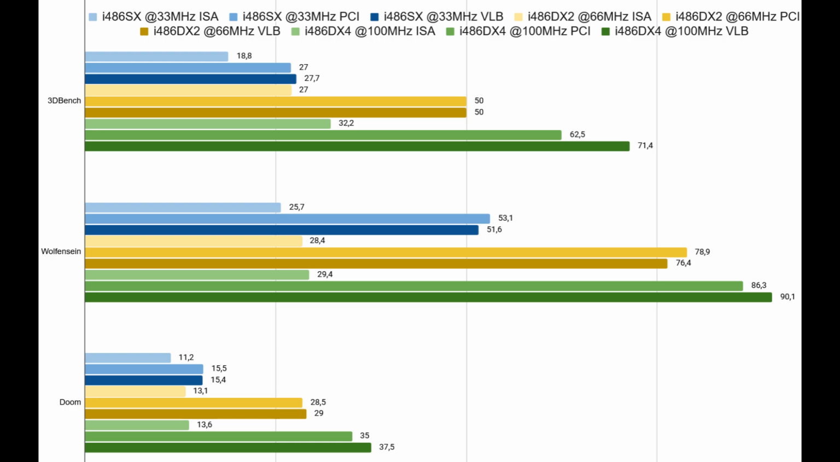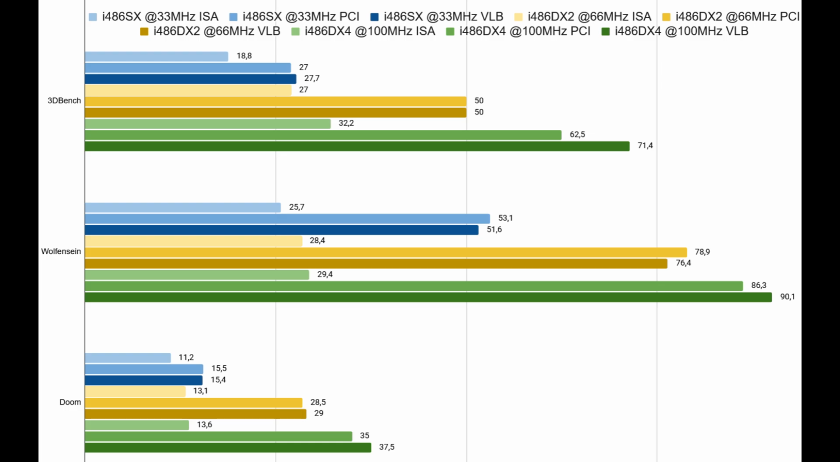This theoretical difference is not reflected by the test, but under 3D Bench and Wolfenstein, the card with the VESA Local Bus interface is at least 2 times faster, and as we are swapping the CPU to a faster one, the difference is also increasing. It is far from linear, but as I'm swapping the 33 MHz variant to a 100 MHz variant, the difference increases from 2-fold to around 3-fold.